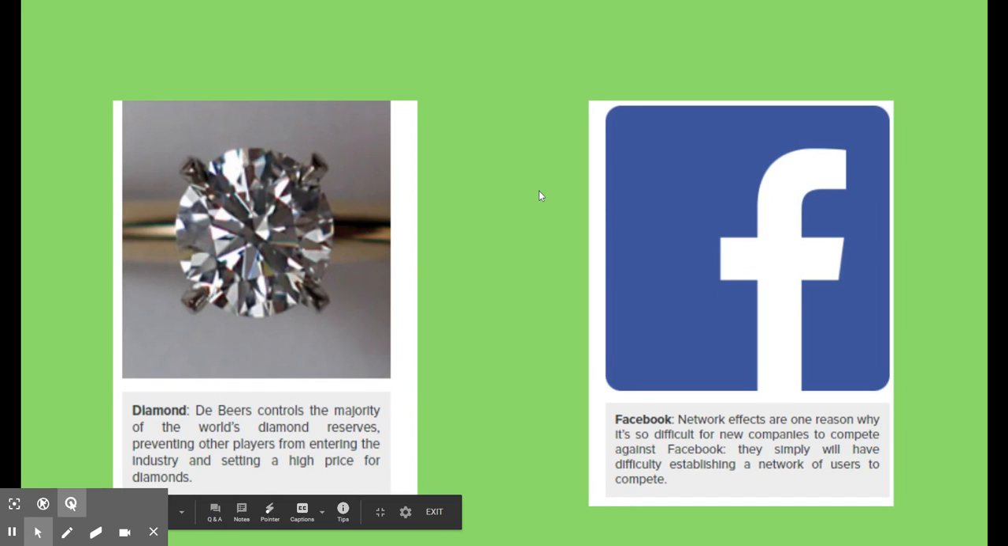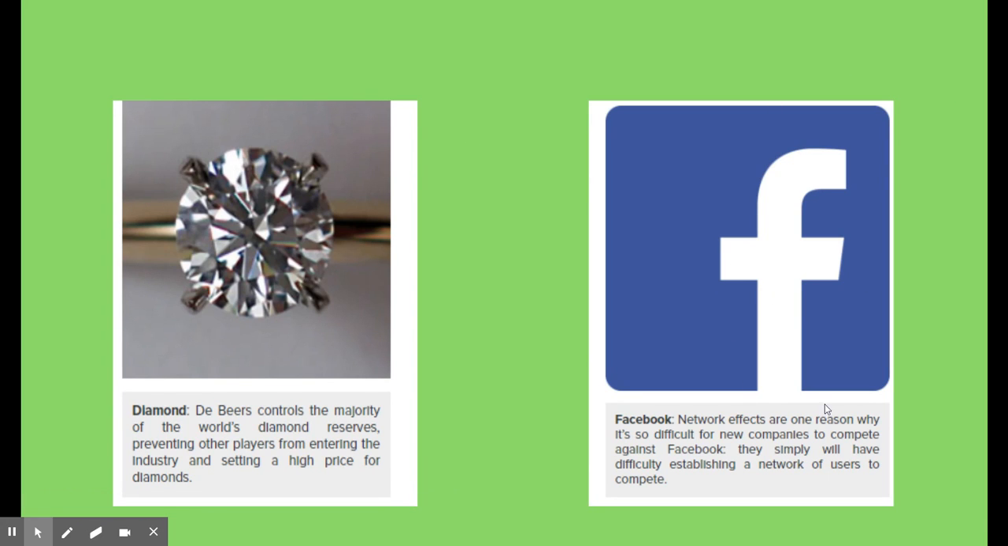So monopolies, of course, can exist once again when they have large amounts of control over natural resources. The diamond industry at one time was an example of that. Or if they have technological advantages like Facebook, for instance.